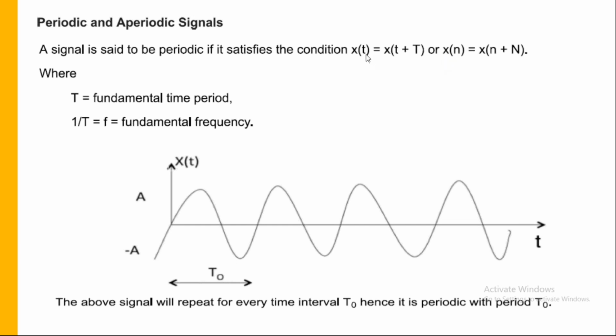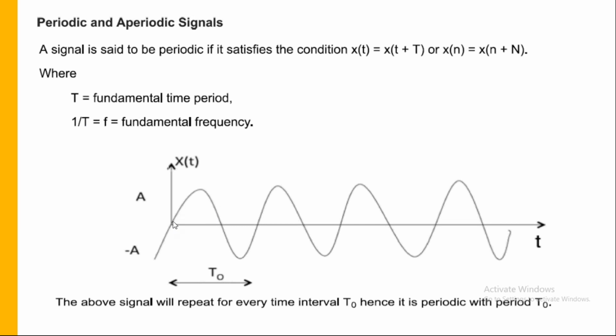For a continuous signal, we represent the time period with time period. But for a discrete signal, we represent it in terms of number of samples. That's the reason we use x of n, where n represents the number of samples. So x of n equals x of n plus capital N. Now capital T is the fundamental period, which you can write by a mathematical equation. There is a relation between time and frequency: frequency equals 1 by time period, which you can write as the fundamental frequency.